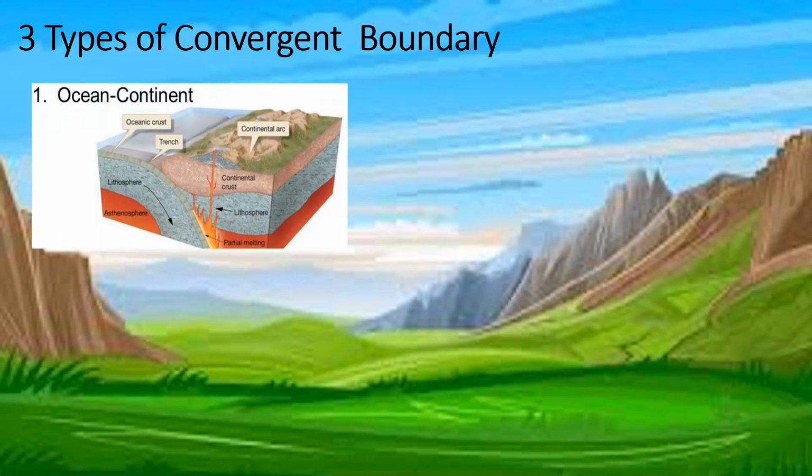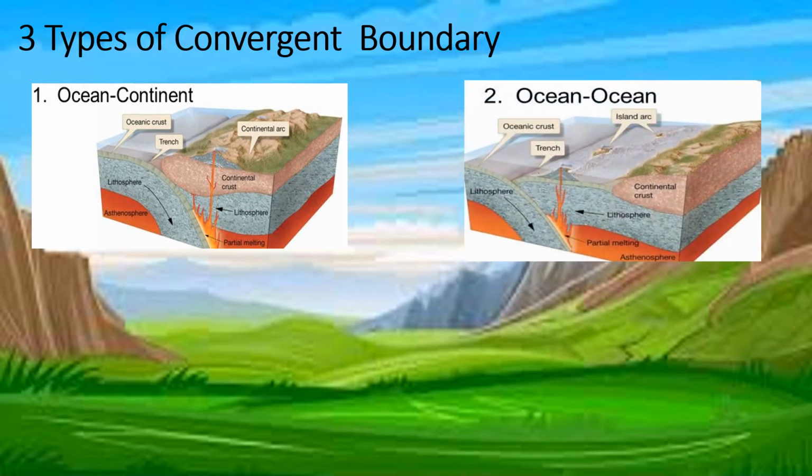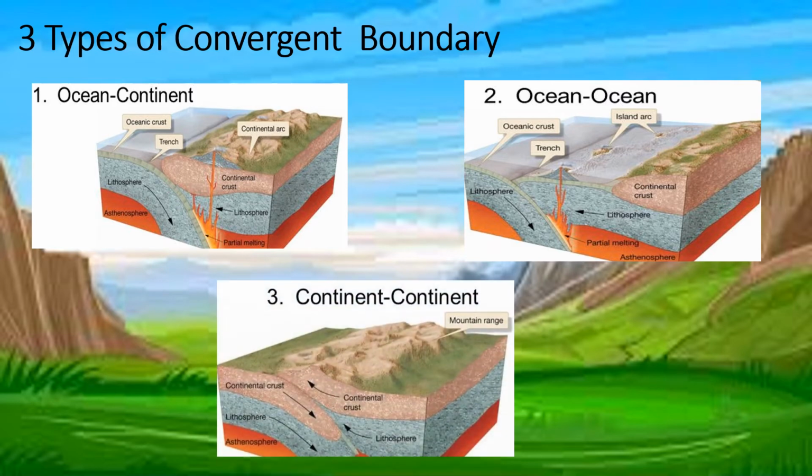First is the ocean-continent, where oceanic crust collides with the continental crust. Second is the ocean-ocean. This is where the oceanic crust collides with the oceanic crust and produces island arc. Last is the continent-continent. This is where the continental crust collides with the continental crust and produces mountain range.